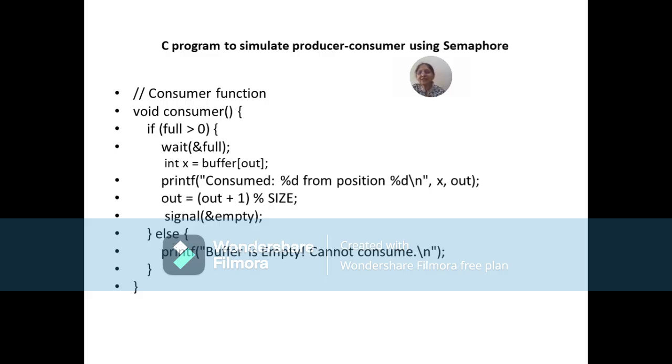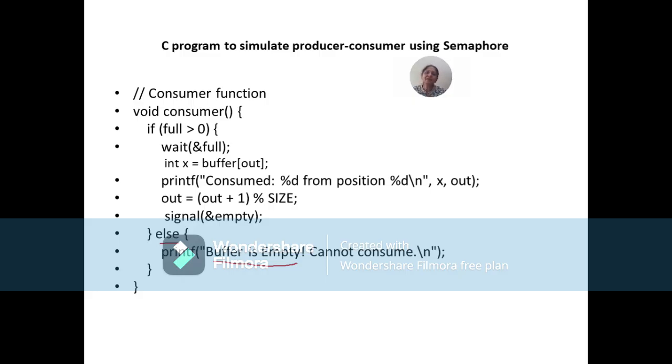So consumer will check if full is greater than 0. If full is greater than 0, that means at least one item has been produced. So it can be 1, 2, 3, 4. If full is greater than 0 is false, that means full is equal to 0. That means the buffer is empty and it cannot consume anything. So if this condition is false, the control comes to the else part and it will display this message, buffer is empty, cannot consume. But if full is greater than 0, that means at least one item is there.